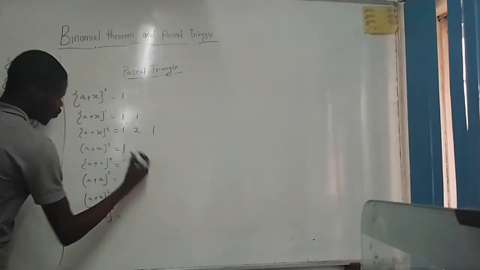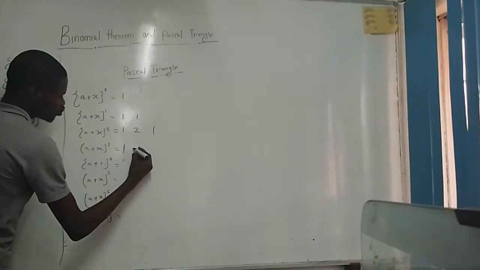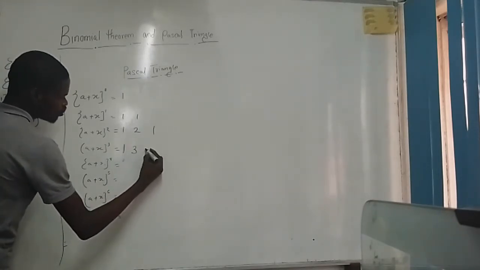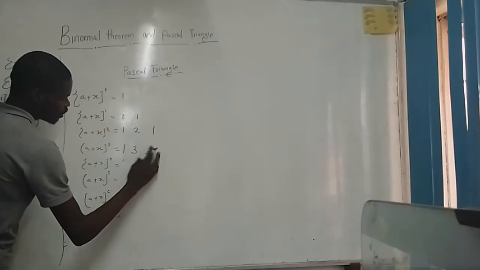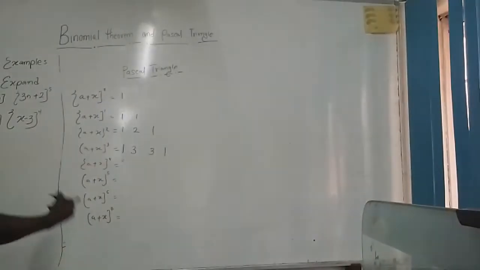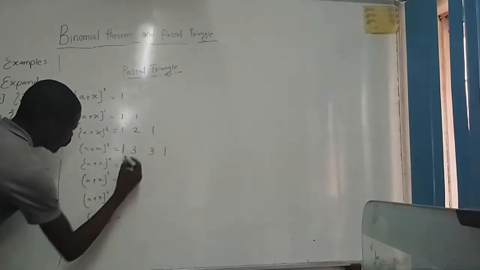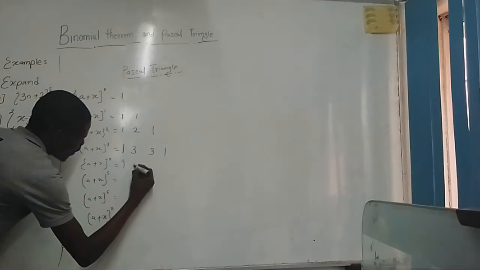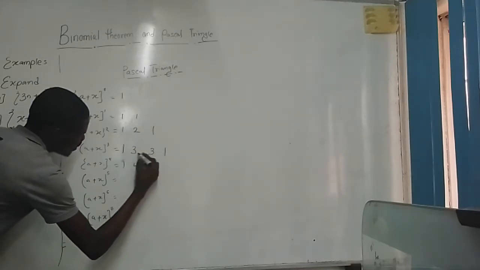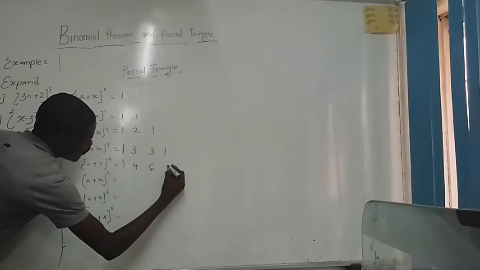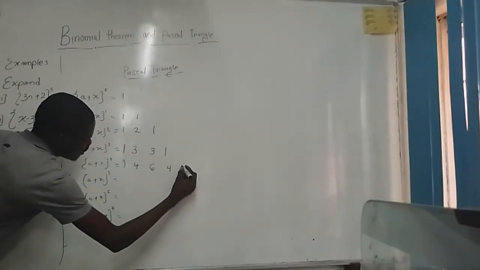You have 1. Then 1 plus 2 will give you what? 3. 2 plus 1 is what? 3. You add 1, an imaginary 1, so you bring 1 again. 1 plus 3 will give you what? 4. 3 plus 3 will give you 6. Then 3 plus 1 will give you 4. Imaginary 1.